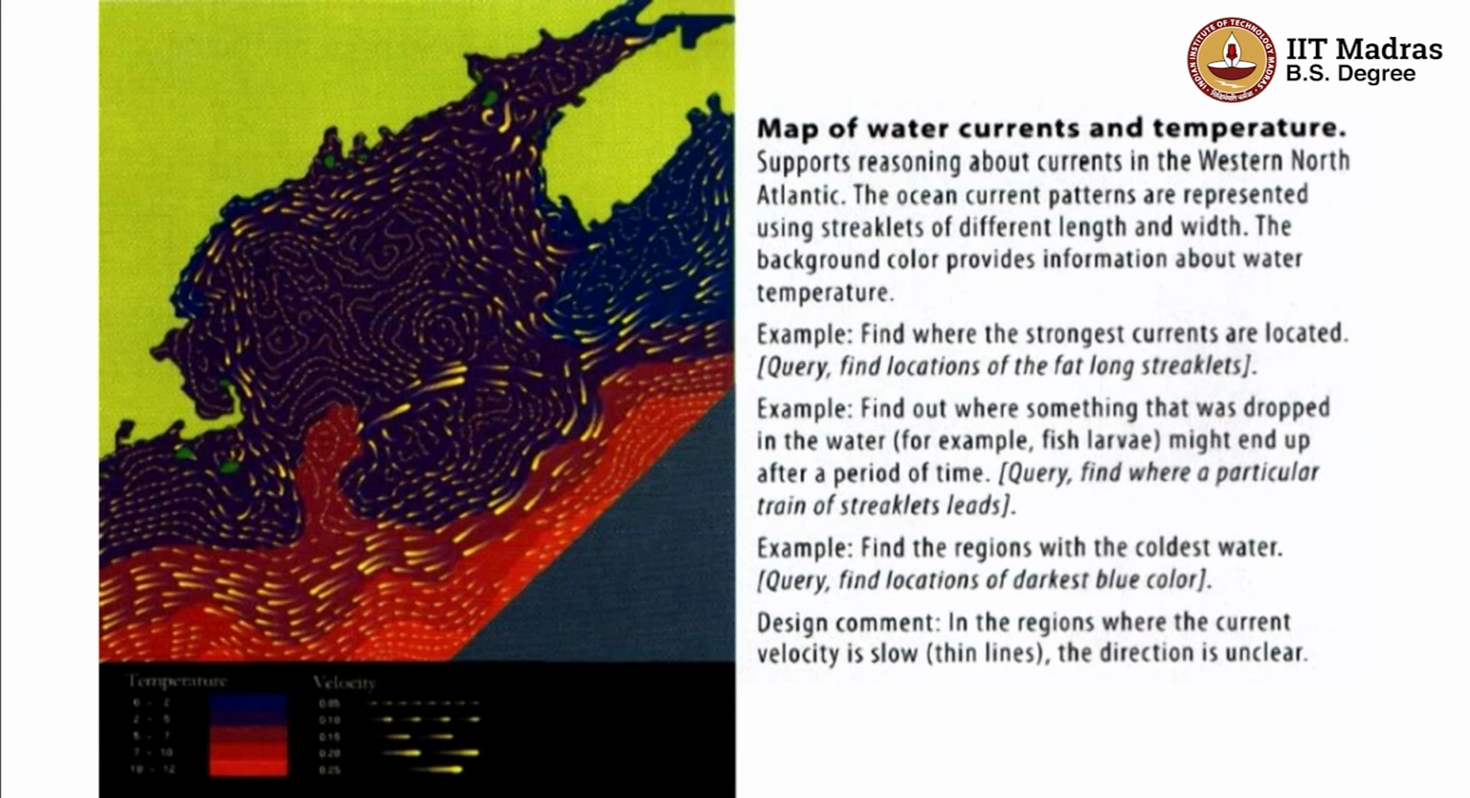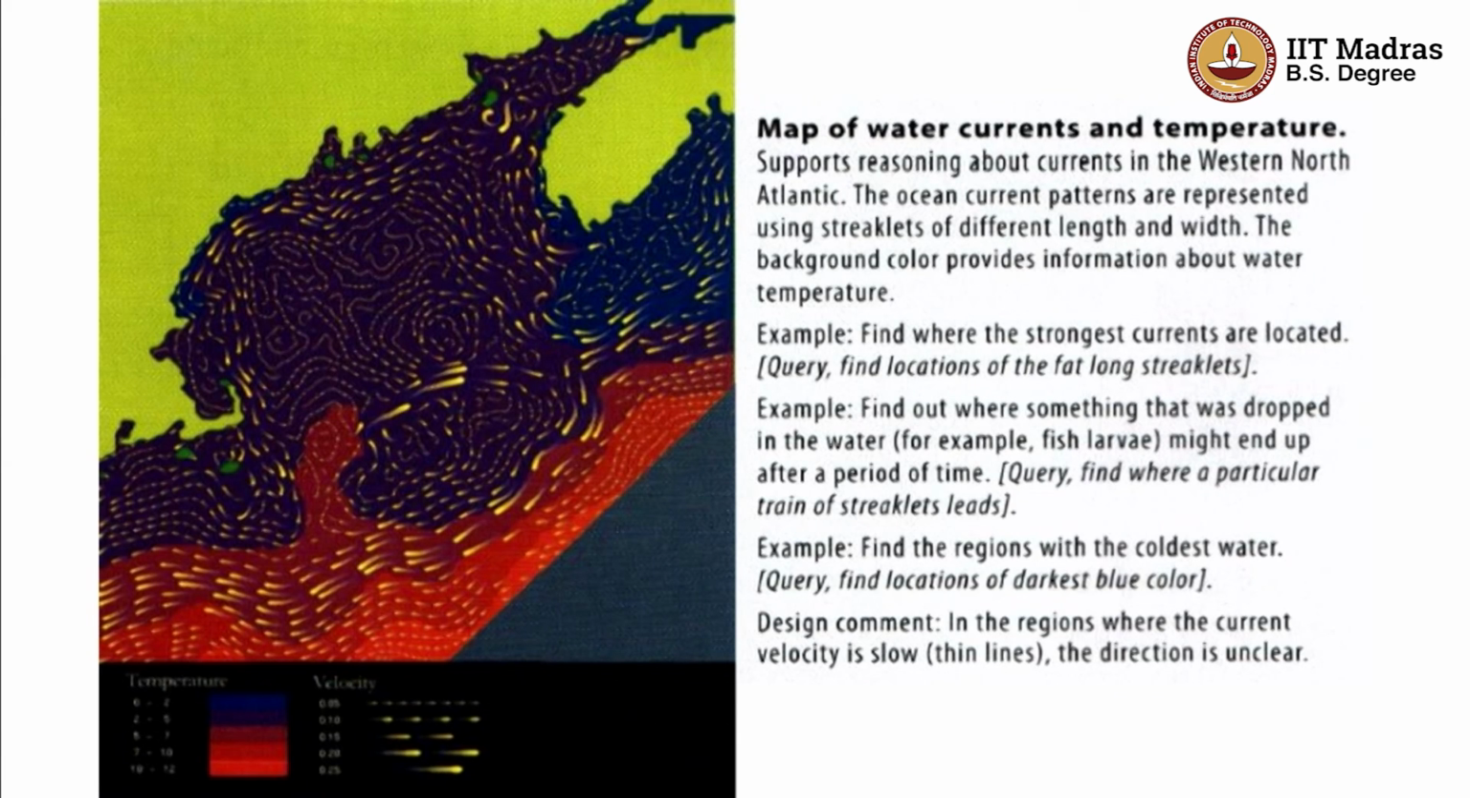Okay. Find out where something that was dropped in the water, for example fish larvae, might end up after a period of time. Okay. So find where a particular train of streaklets leads, okay, because it can tell you where it might have ended up. Find regions with the coldest water. Find locations that have the darkest blue color.